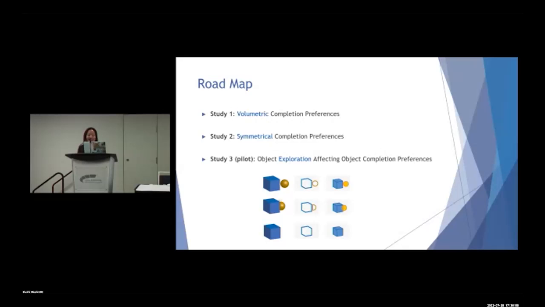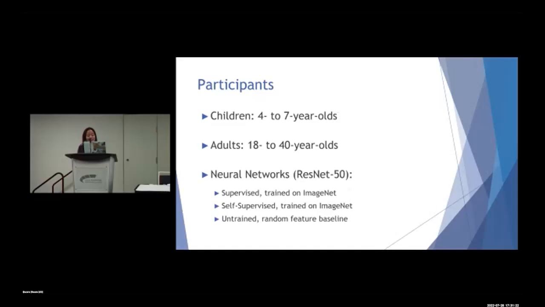The first one is on volumetric completion preferences, which is inspired by infants as well, but we're looking at a broader population that includes older children and adults. We also did some studies on symmetrical completion preferences, and we're looking into how object exploration might also impact object completion preferences. So here are our participants.